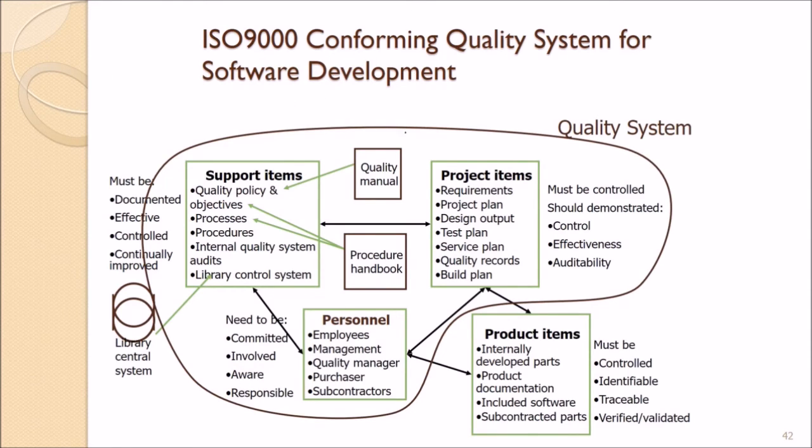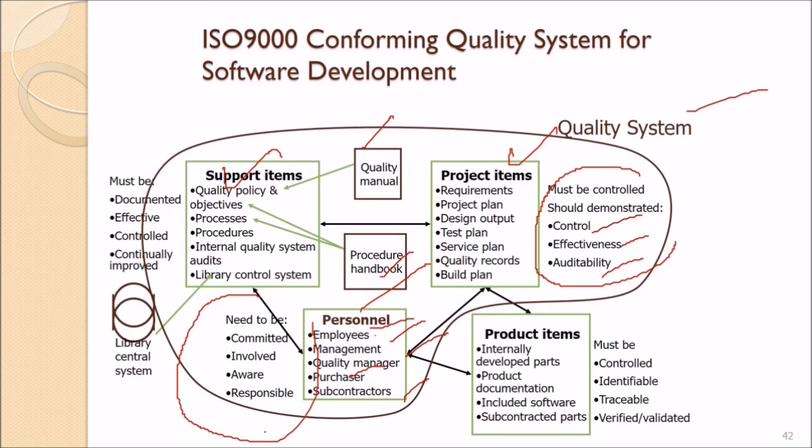So this is an ISO 9000 conforming quality system for software development. What it says is, if you have a quality system, you ought to have a quality plan, procedure handbook, support items, project items. This must be controlled and should be demonstrated, like control, effectiveness and auditability. The personnel, of course, are employees, management, quality manager, purchasers, subcontractors. And this needs to be committed, involved, aware, and responsible. And support items must be documented, effective, controlled, and continuously improved. So this is how we can adopt it for software development.